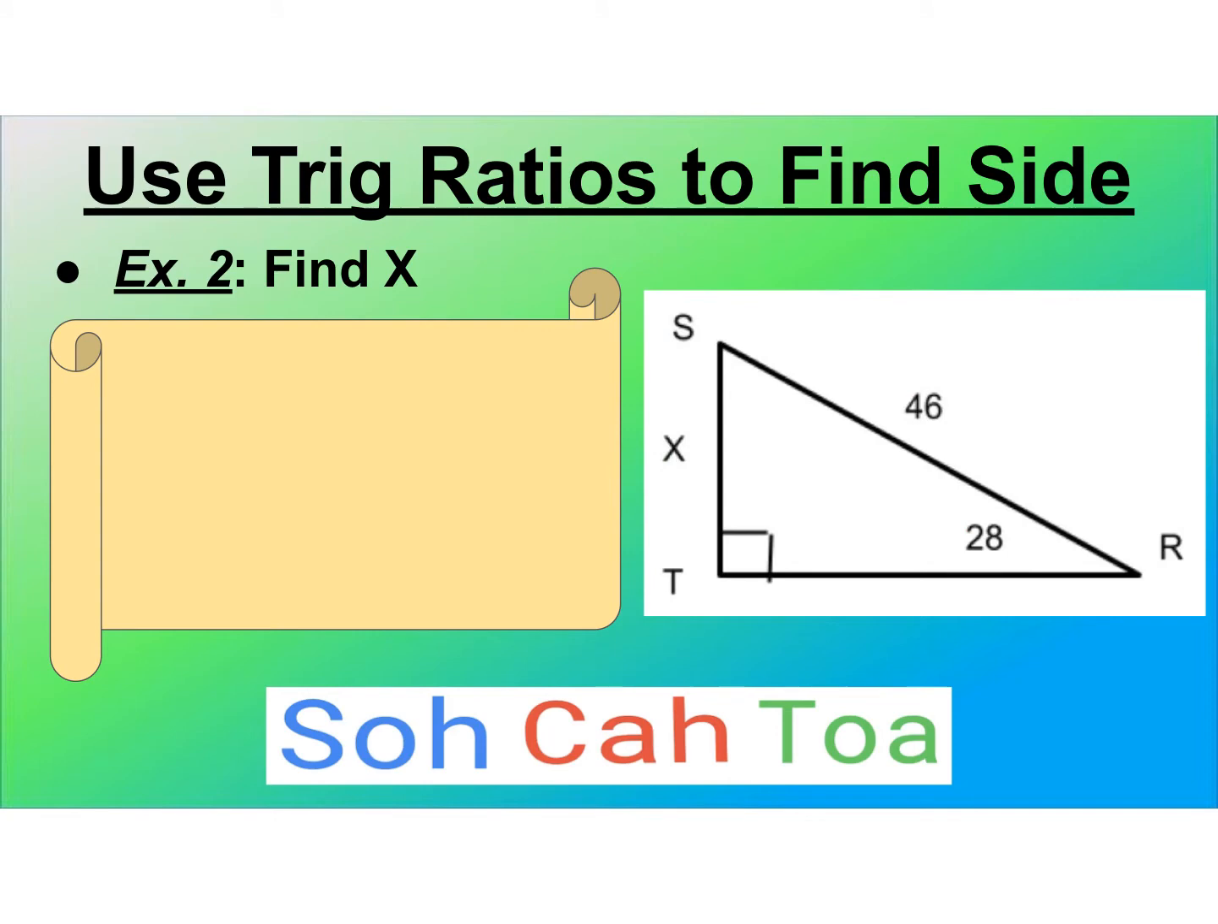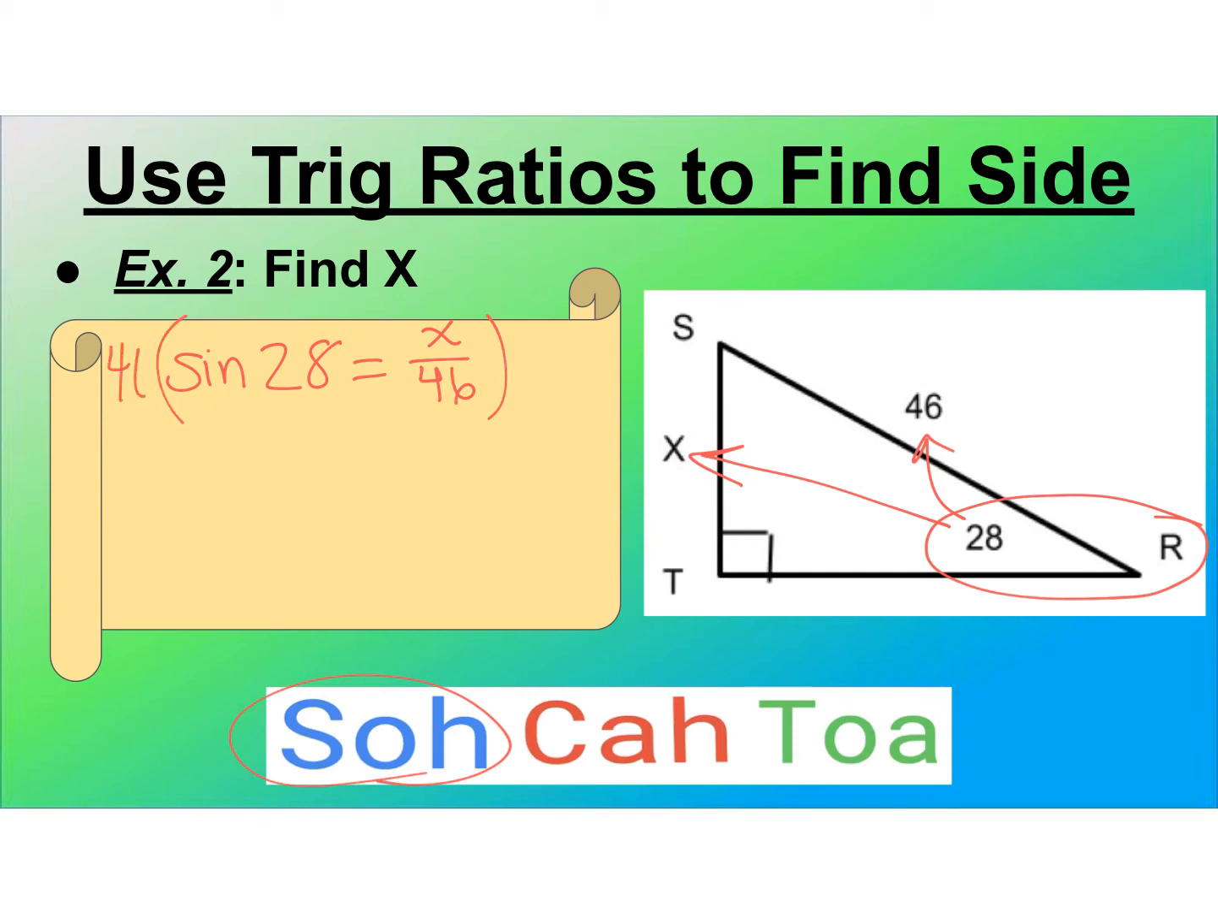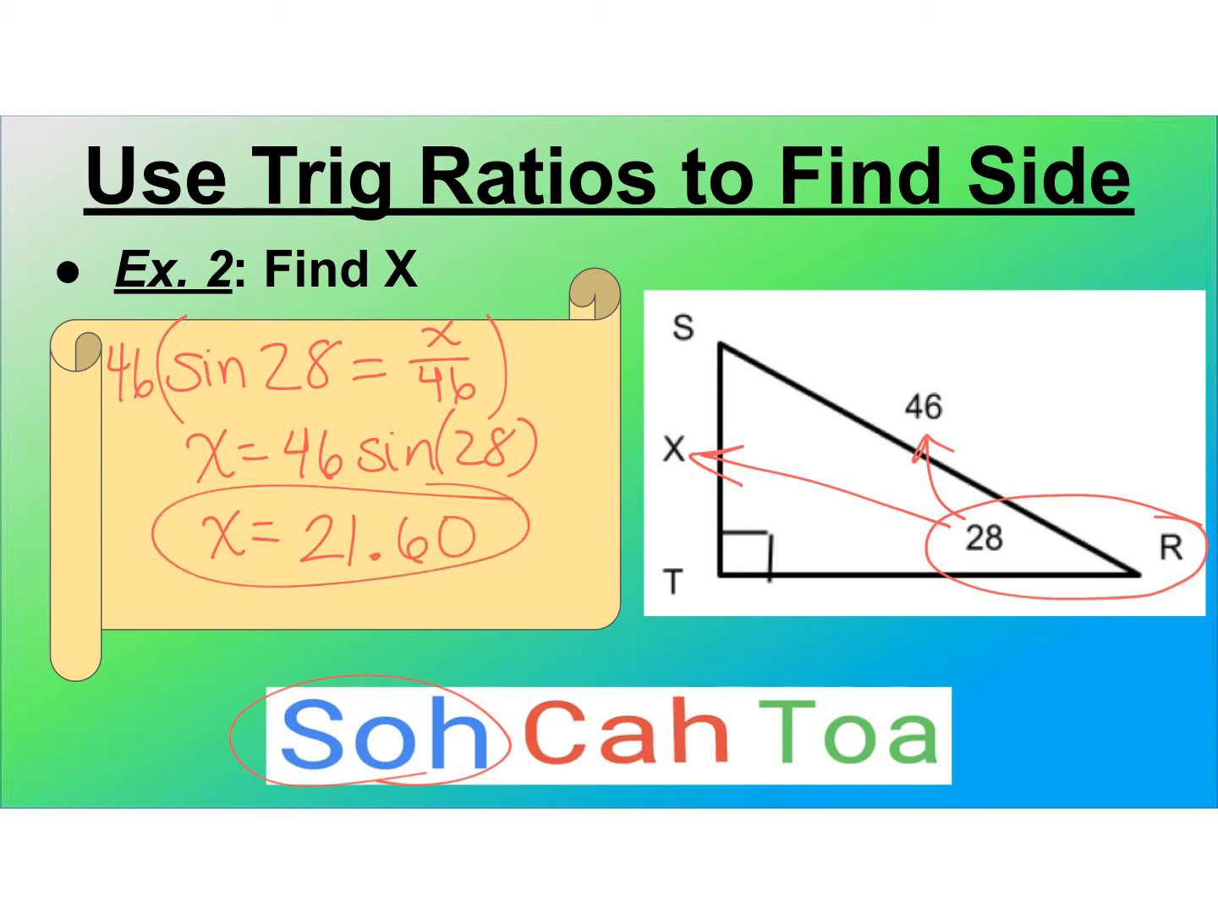Let's look at this example. So I have angle R, that's where I'm going to go, and I'm looking at opposite, and I have my hypotenuse, so we're doing the sine relationship again. So I'm going to say the sine of 28 equals opposite, which is x, over 46. Multiply both sides by 46, and I get x to be 46 sine of 28. Do that on your calculator, and you get about 21.60, which is less than 46, so I'm good.